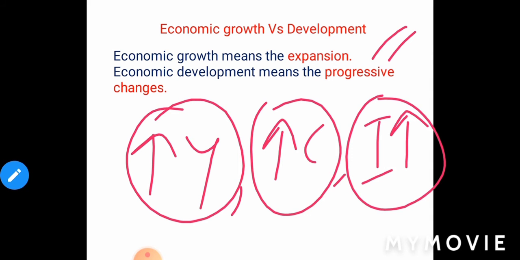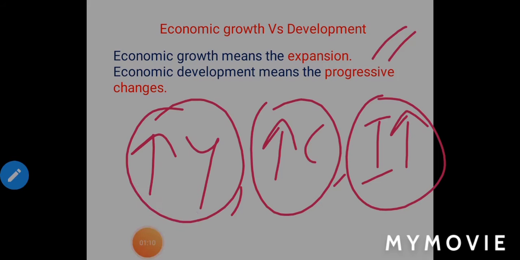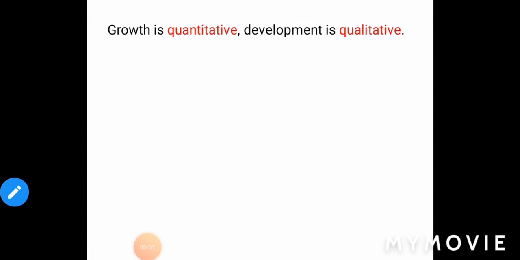On the other hand, development means progressive changes in socio-economic structure. That means if there is an overall rise in economic variables along with the enhancement of the existing social structure, then we will mean that this is an indication of economic development. Secondly, growth is quantitative while development is qualitative.